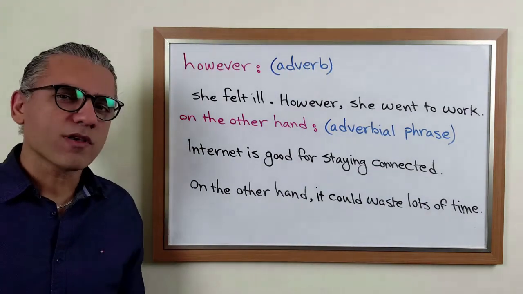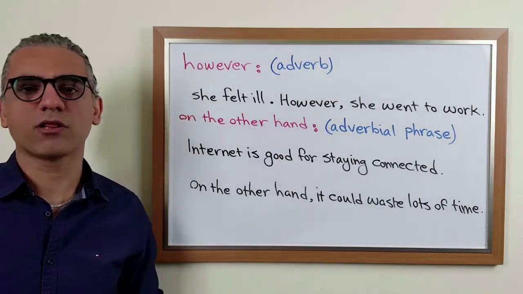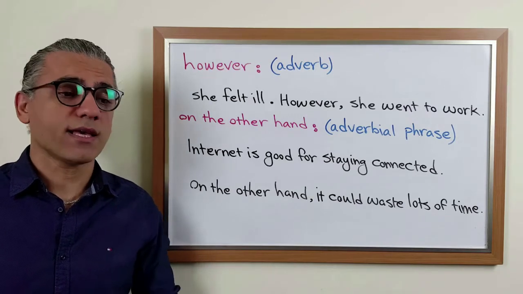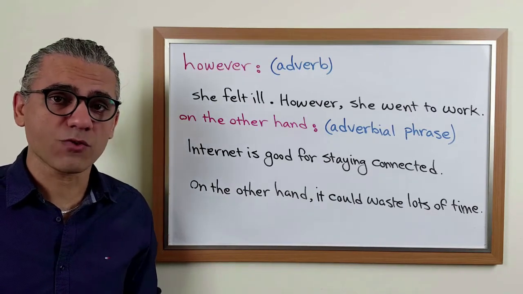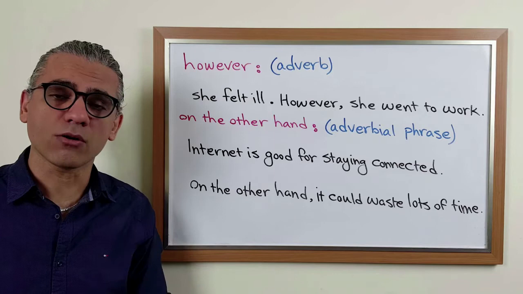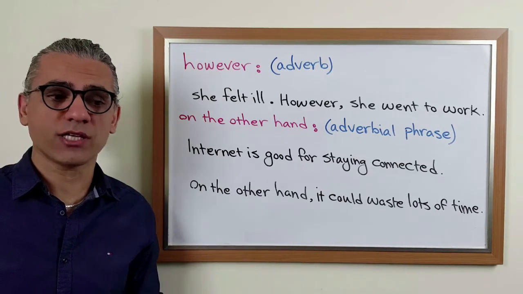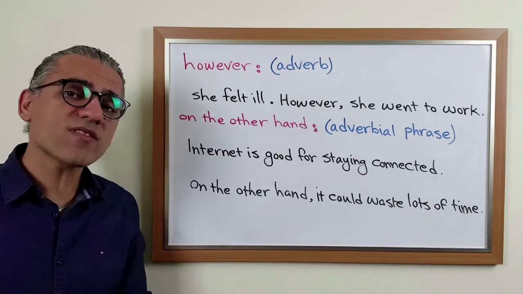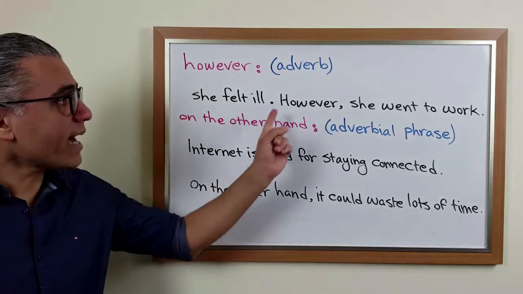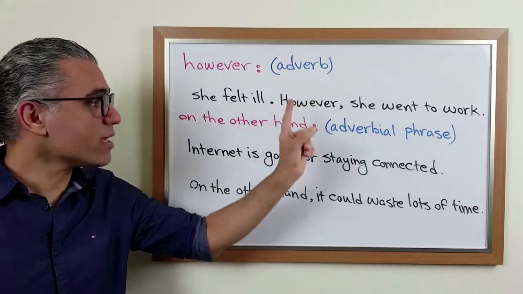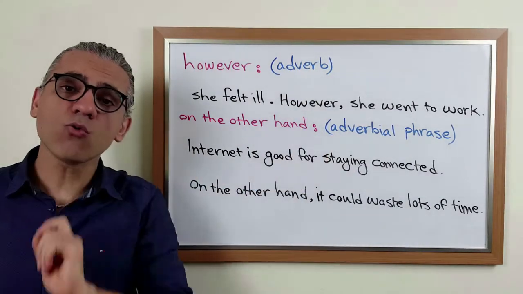However and although are sometimes confusing for a lot of learners, but there is a big difference between these two, between however and although. As we have mentioned before, although is a conjunction. It means it links two sentences to each other. But however is an adverb. It means we need to use however with only one sentence.